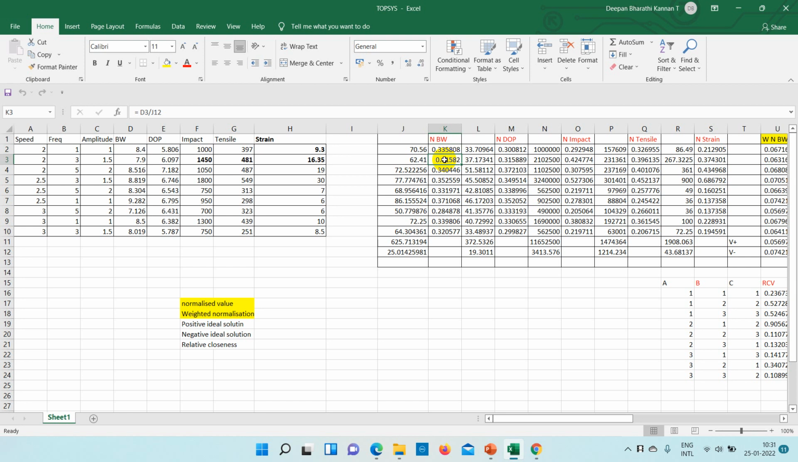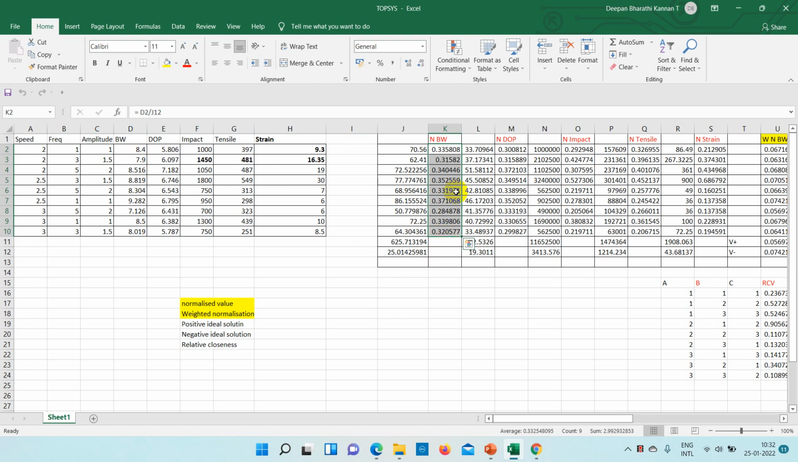Likewise, we have to do this for all the 9 values of bead width. Okay, so next it will be 7.9 divided by 25.014. Next, 8.5 divided by 25. So likewise, we have to do it for all the 9 bead values.